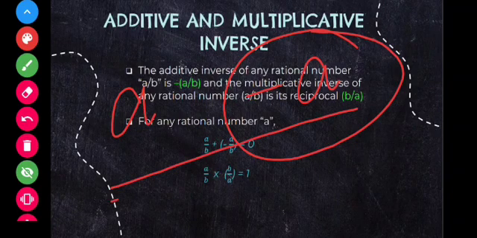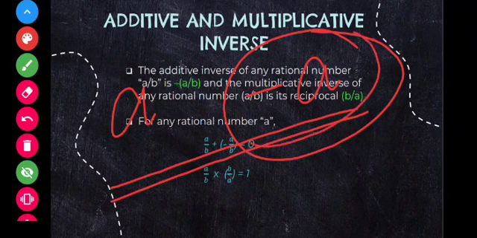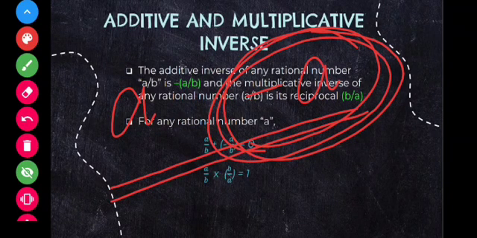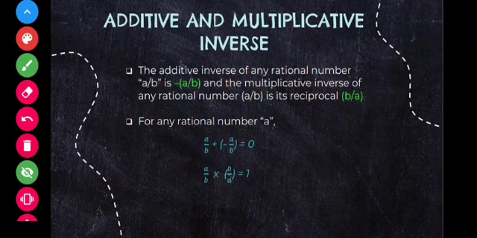This is what you call additive inverse. So this negative a is what you call additive inverse. Same way we can tell multiplicative inverse also.